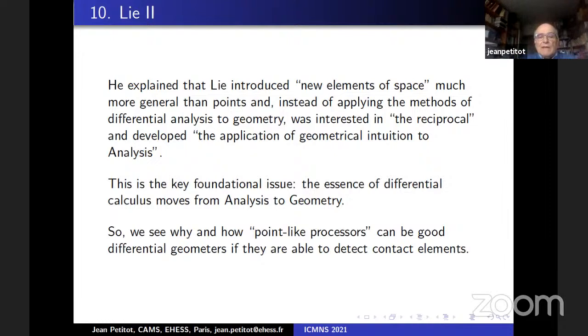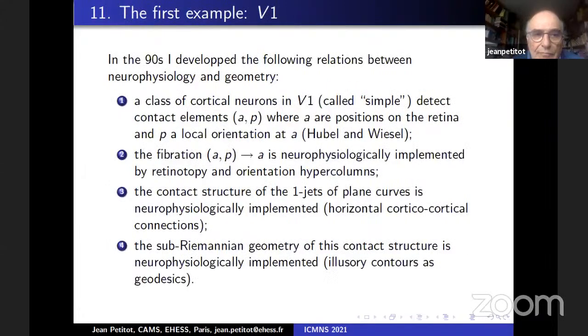And so we can see now why and how point-like processors can be good differential geometers if they are able to detect contact elements. And in the 90s, I developed the following relations between this type of geometry, Pfaffian geometry, and neurophysiology. First, a class of cortical neurons in V1 called simple neurons detect contact elements (a, p), where a are positions on the retina, and p a local orientation at a. It was the work of the Nobel Prize winners Hubel and Wiesel.